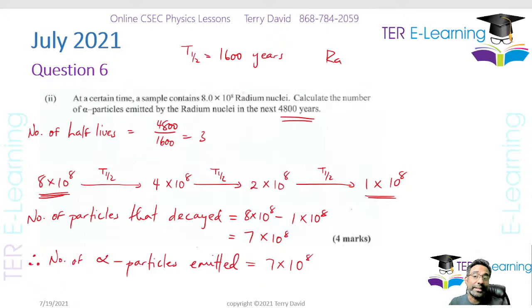Yeah, so this question was a little tricky for some students. Some of you all may have reached as far as the 1 by 10 to the 8. So yes, it could be a little tricky for some students.